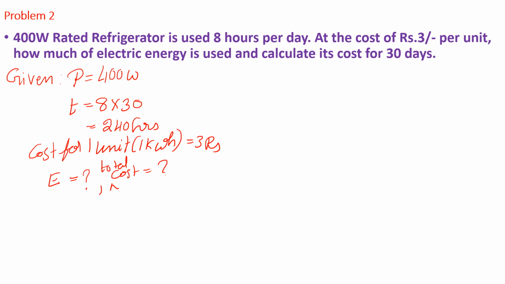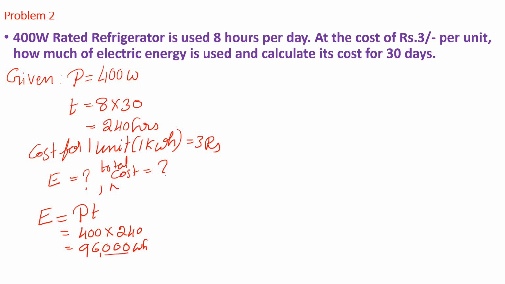How to calculate that? The formula for energy is P into T, which is equal to 400 into 240 hours. So it is 400 watt and 240 hours, so the answer will be in watt hour. So it is 96,000 watt hours we will get, WH. But here there are 3 zeros, and 3 zeros is nothing but 1000, so 96,000.